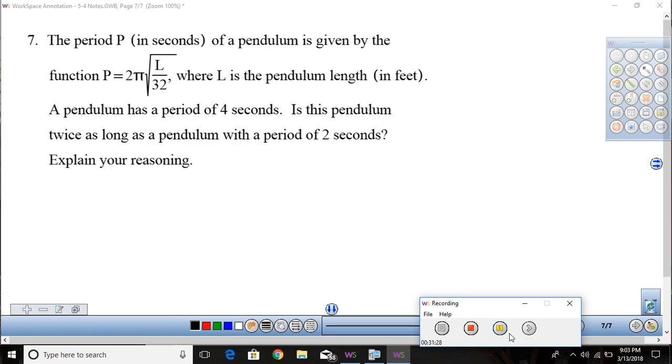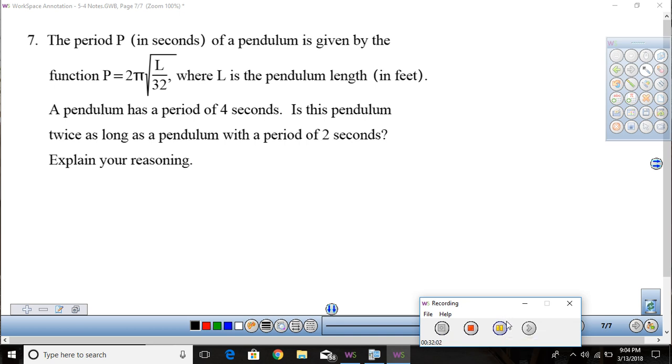All right, so the period p in seconds of a pendulum is given by the function p equals 2 pi times the square root of L over 32, where L is the pendulum length in feet, and a pendulum has a period of 4 seconds. Is this pendulum twice as long as a pendulum with a period of 2 seconds? Explain your reasoning.